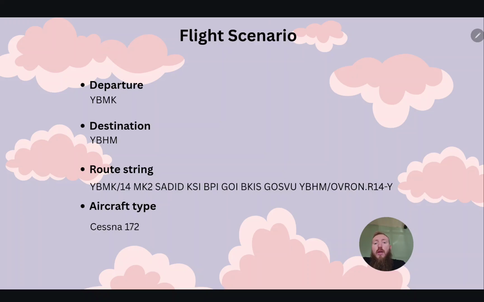workflow. So, for this flight scenario, the departure was over in Australia at YBMK. The destination was at YBHM. And here is the route string going through. There were several waypoints along the way, and then we did an off-run approach for RNAV to runway 14. The aircraft was a Cessna 172, which is what I'm used to flying.